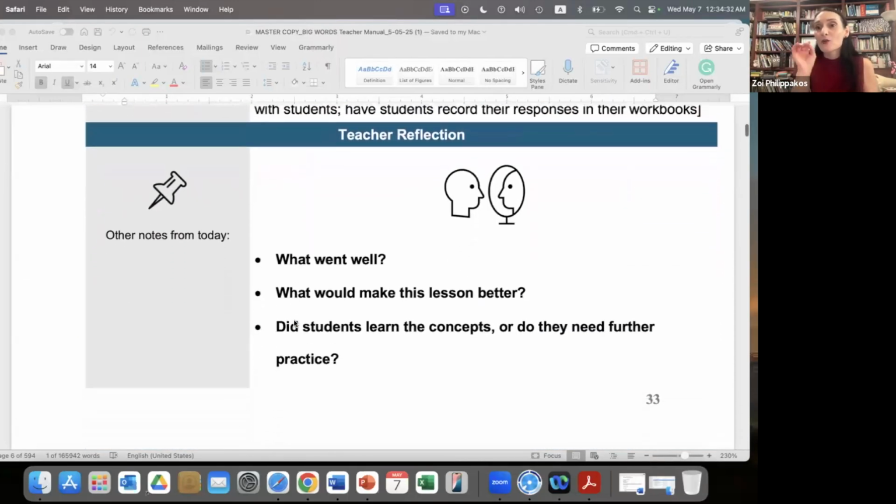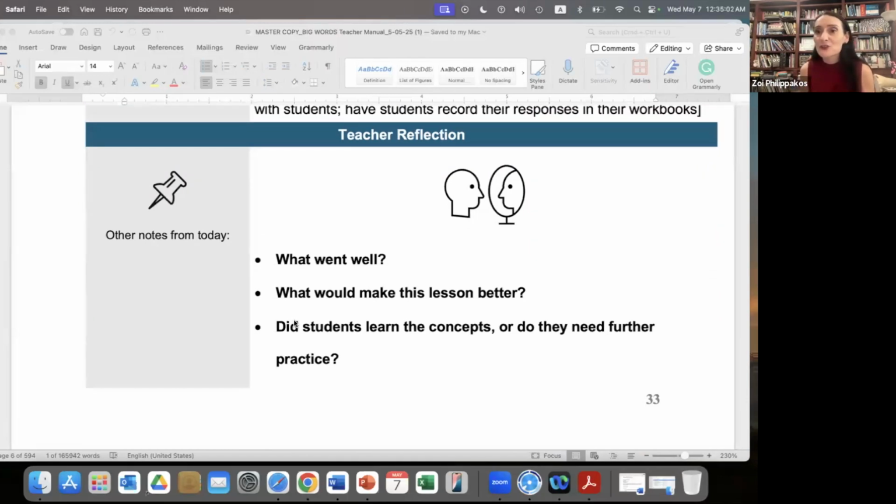At the very end of every lesson, you will see we have included teacher reflection. It is very important for us as professionals, as educators, to reflect on our instruction. So we need to ask, what went well? What worked well in my instruction? What is it that really worked well for me as an instructor delivering and for my students? And then what would make this lesson better? What could I do to make this better?